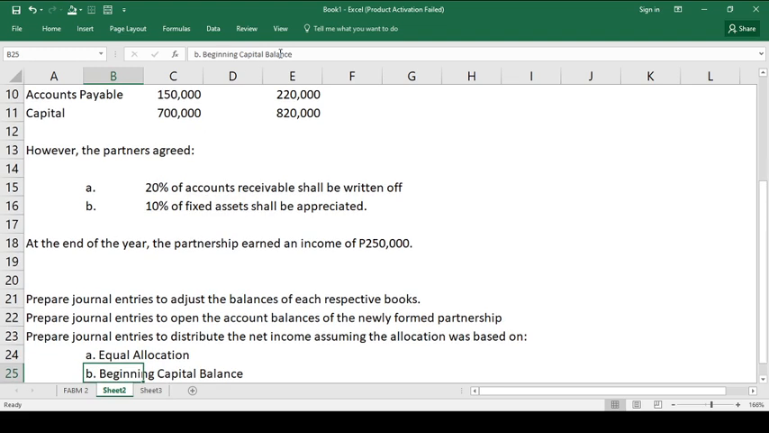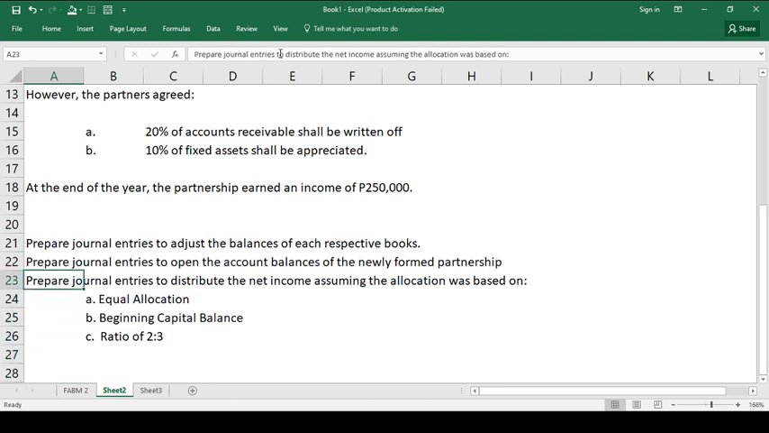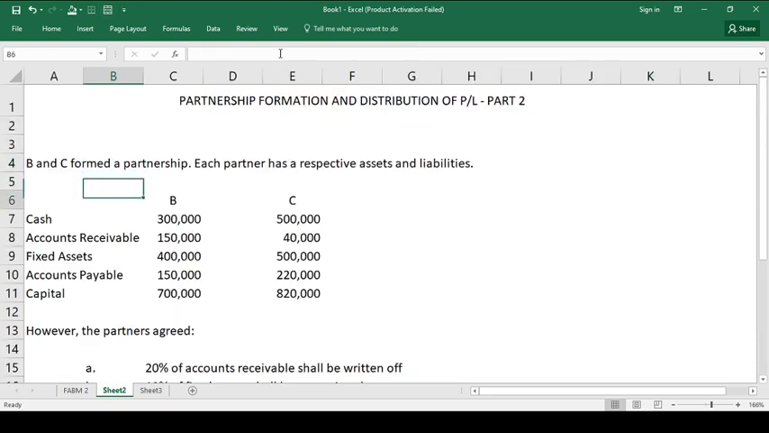So the problem provided us three requirements. First, prepare journal entries to adjust the balances of each respective book. Then prepare journal entries to open the account balances of the newly formed partnership. And at the end of the year, prepare the journal entries to distribute the net income, assuming the allocation was based on three different assumptions: equal allocation, beginning capital balances, and a ratio of 2:3. So, let us begin with the first requirement.